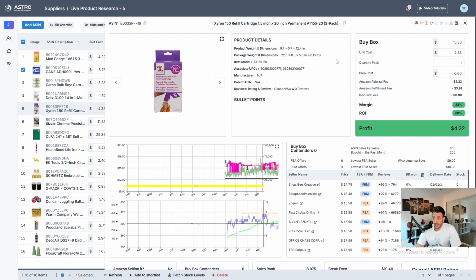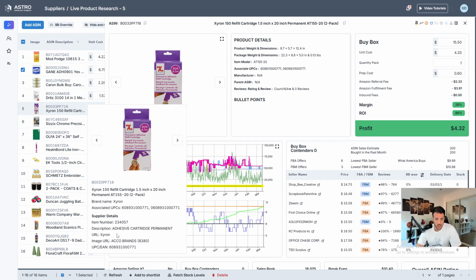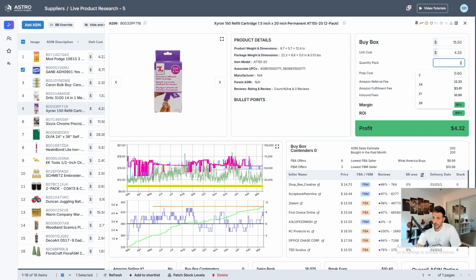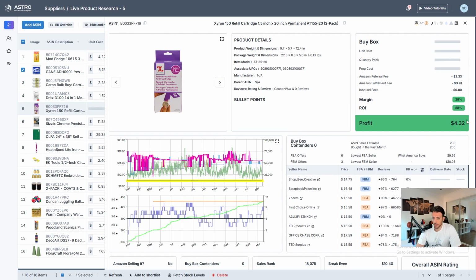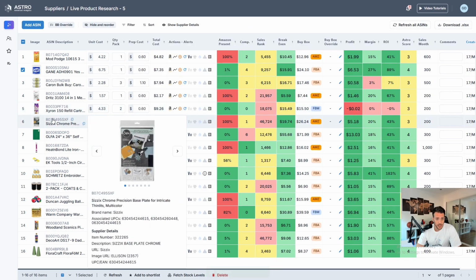So this is a 2-pack. You can also change the quantity pack over here. Let's just check out the title from the supplier. No, it doesn't come as a 2-pack, it comes as a 1-pack. Let's go ahead and type 2 right there. It's probably going to be a loss now. So yep, not even looking at this one. Next one.